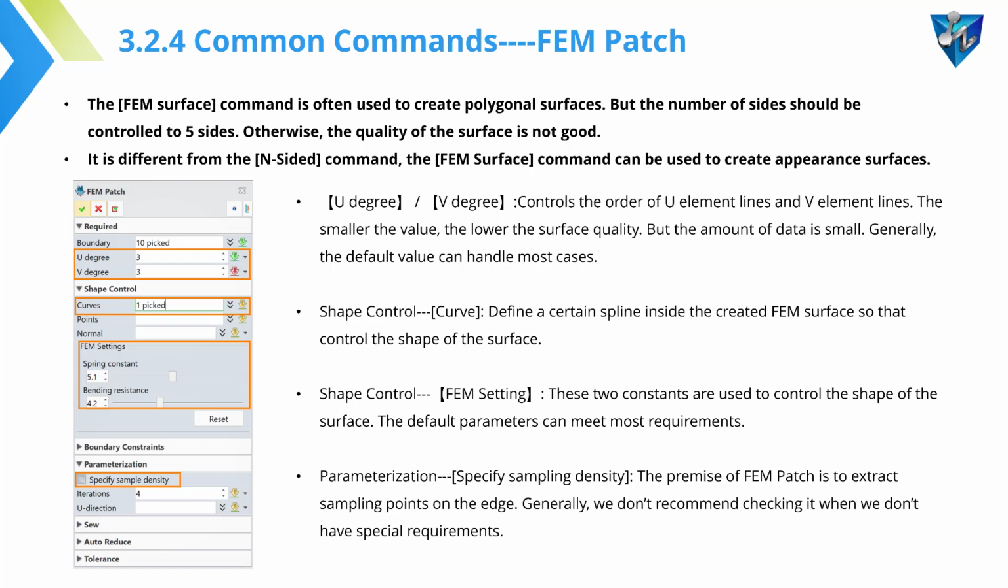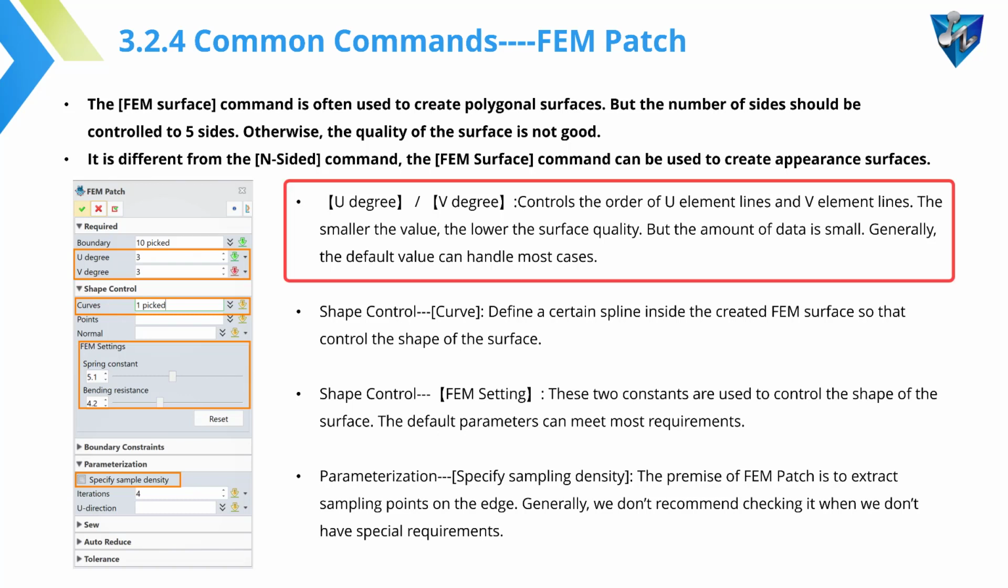There are many options in this command. The first is U degree and V degree. They can control the order of U element lines and V element lines. The smaller the value, the lower the surface quality. But the amount of data is small. Generally, the default value can handle most cases.